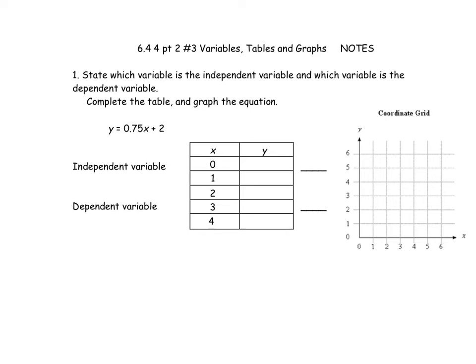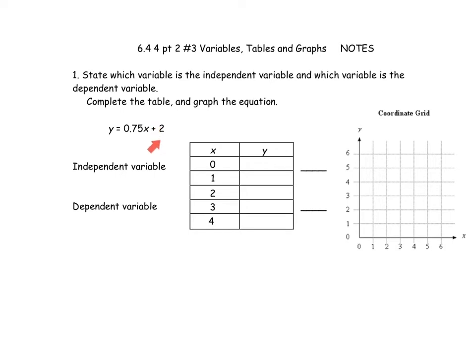Hello everyone. I heard that some of you are having a difficult time making a table and a graph when there wasn't context to it. So think about what this could mean, this equation. Y equals 0.75x plus 2. So in the problems we've done in the past, we did have context.